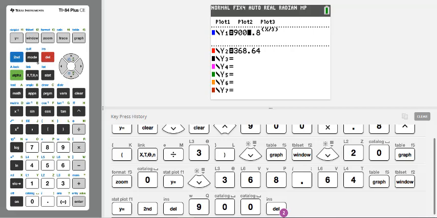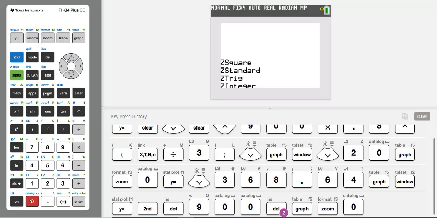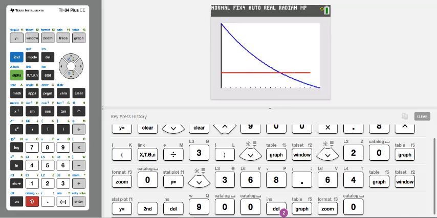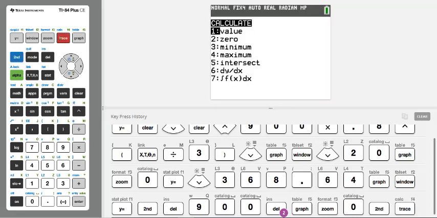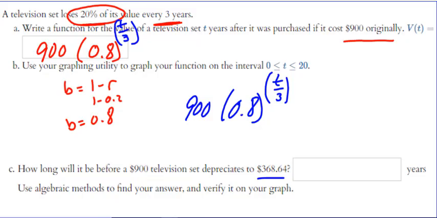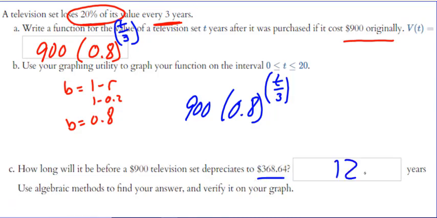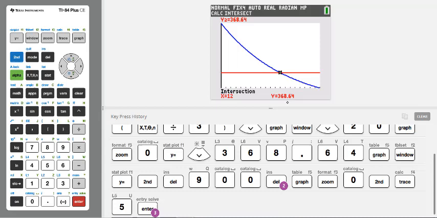All right. So be careful when you type this in. And I'm gonna have to do it again. So zoom 0 to really get it. There we go. And now it's putting that line. So second trace 5, enter, enter, enter, and that's at 12. So in 12, let me go back here. That would be 12 years. Okay, 12 years, $368.64.